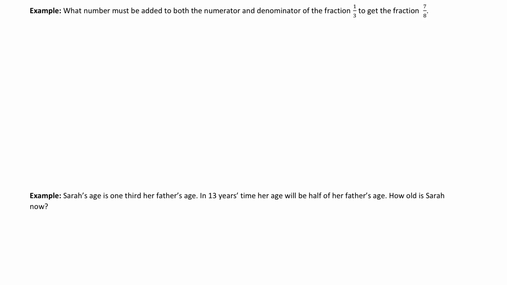Let's use some other examples to get you a little bit more comfortable with these types of algebraic procedures. So the first example that we have here says, what number must be added to both the numerator and the denominator of the fraction 1 over 3 to get 7 over 8? So first of all, what we're looking for is the unknown number. So let x be the number.